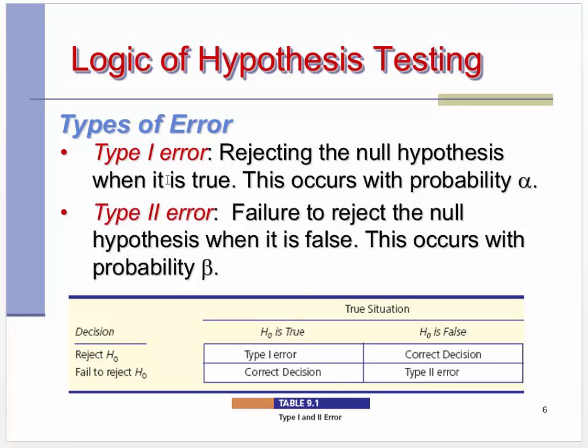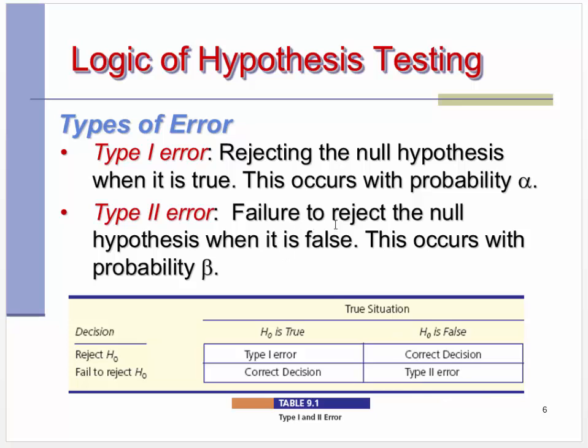That is reject null when it is true. Now, what kind of analogy can we find in criminal justice? If the person is indeed innocent and we reject null, we reject the notion that he is innocent, what are we doing? Then we'll be sending the person to jail. So type 1 error is indeed like sending an innocent person to jail. Right? What about type 2 error?